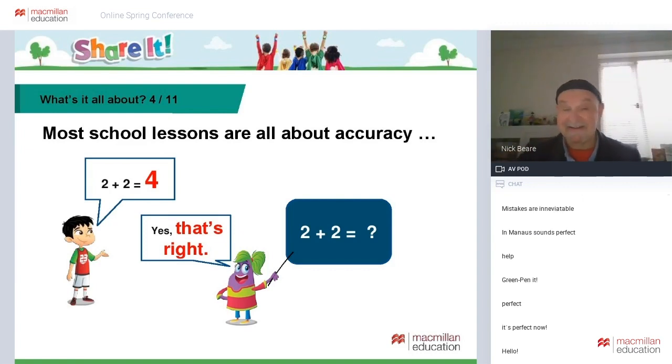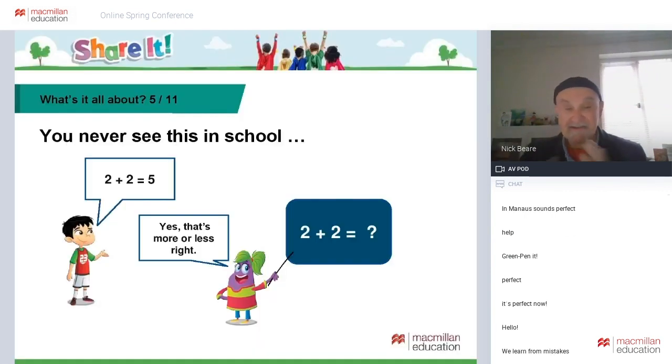In schools, school lessons are all about accuracy. We can't get around it. We have our friend here asking what's 2 plus 2, and what has to say is 2 plus 2 equals 4. That's right. You're going to get something like this.